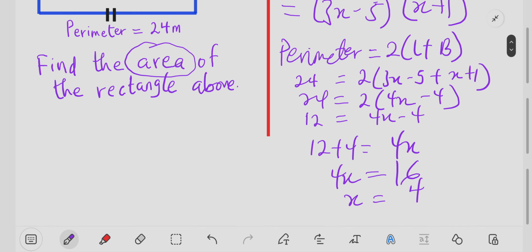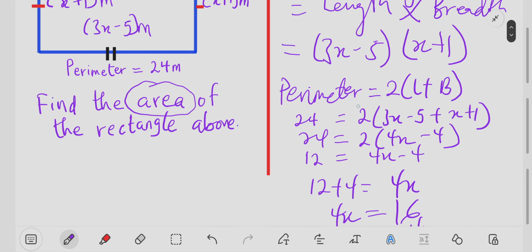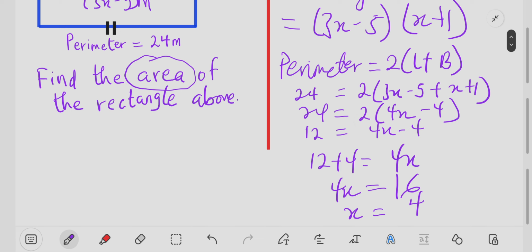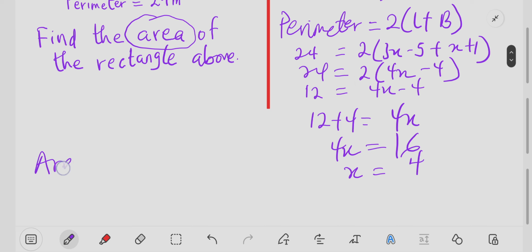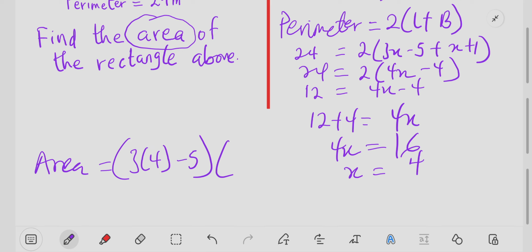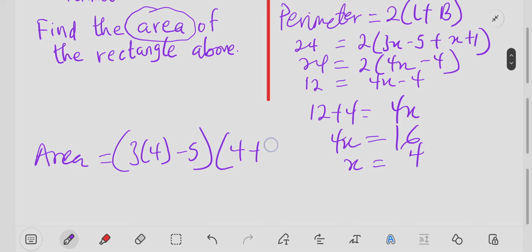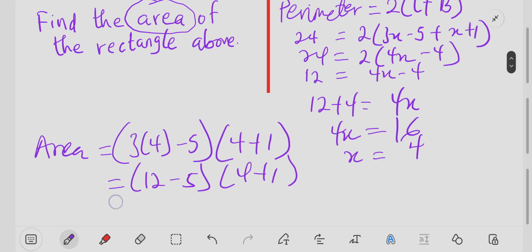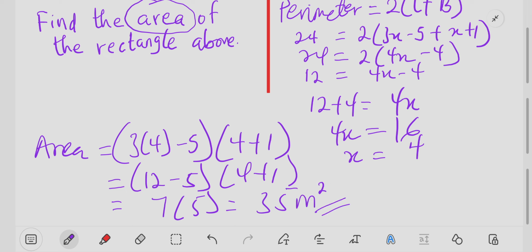So we just substitute x as 4 into our expression for area. We're going to end up having area to be 3 multiplying 4 minus 5, then in another bracket, 4 plus 1. 3 times 4 is 12, so 12 minus 5 is 7, and 4 plus 1 is 5. So we're going to end up having 35 meters squared. This is going to be our final answer.